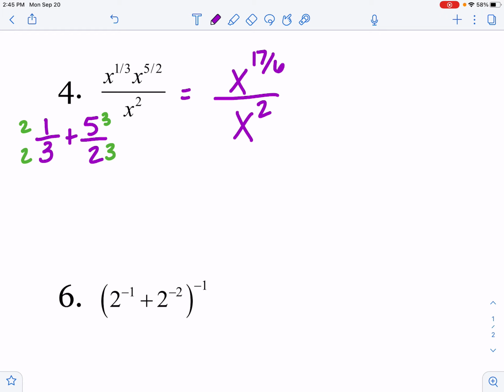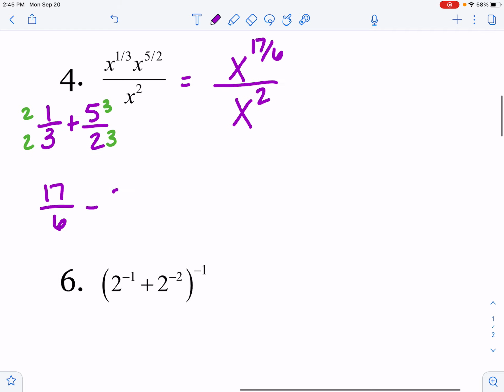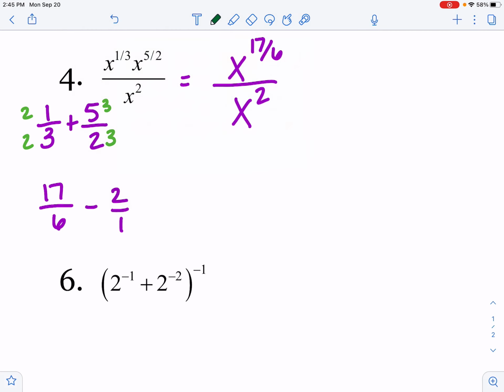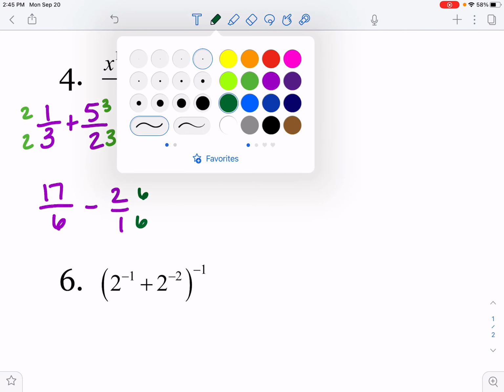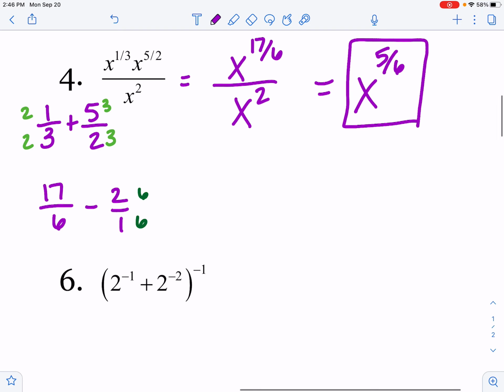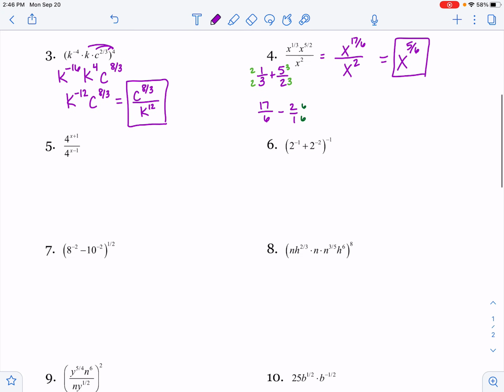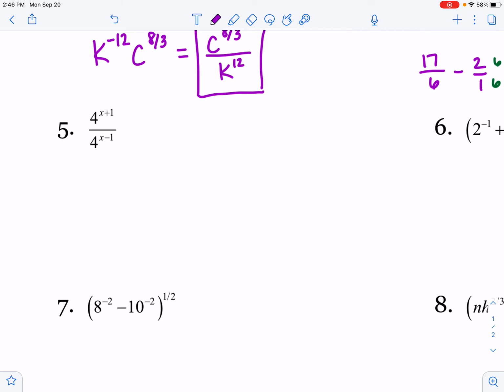Now that I have 2 things with the same base and I'm dividing, I can take those exponents and subtract. So I'm going to get my common denominator. 17/6 minus 12/6 is just 5/6. It comes out positive, so it stays in that numerator. So hopefully things are feeling pretty comfortable and having you go back and remember those law of exponent rules from 5.1. We're going to get into a little bit more complicated problems.